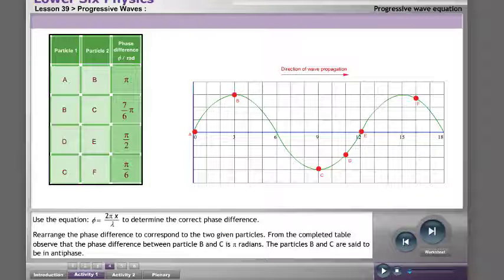Use the equation phi equals 2 pi x over lambda to determine the correct phase difference. Rearrange the phase difference to correspond to the two given particles. From the completed table, observe that the phase difference between particle B and C is pi radians. The particles B and C are said to be in antiphase.